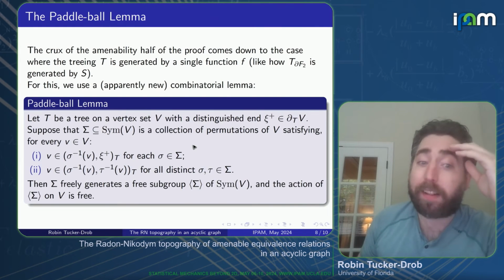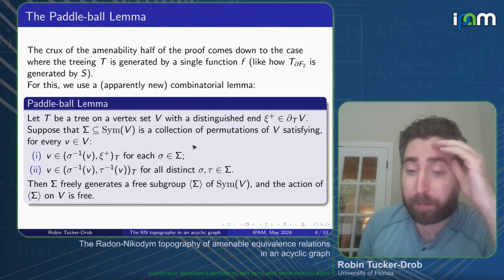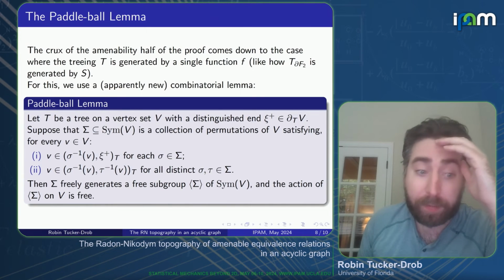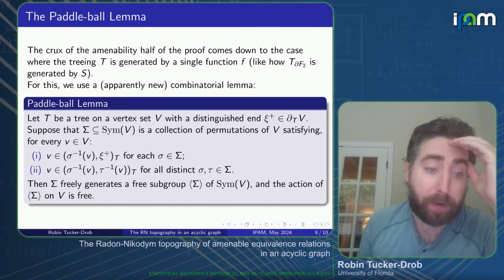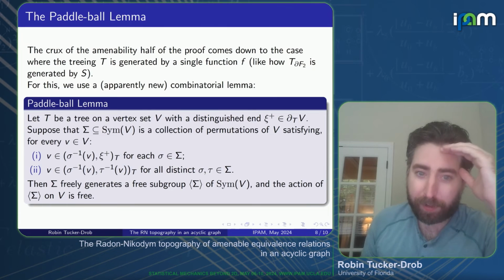All right, and the conclusion is that sigma freely generates a free subgroup of the full permutation group of V, and the action of the subgroup generated by sigma on V is free. So this is what we call the paddleball lemma.